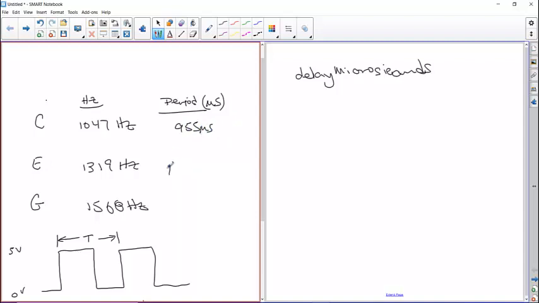And you can do the same thing with these other notes, 758 microseconds and 638 microseconds. So those are the periods.